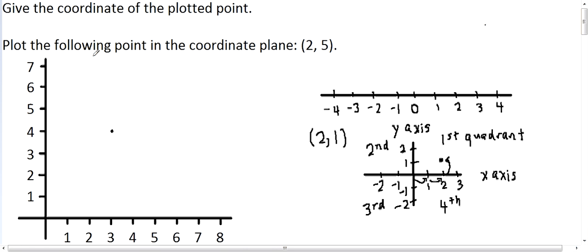First, we need to give the coordinate of the plotted point. The plotted point is located here, and in order to get to this point starting from the origin, we need to first move to the right by 3 units to get to here, and we need to move up 4 units to get here. So the coordinate of this point is 3, since we needed to move to the right 3 units, and then 4 for the y-coordinate, since we needed to move up by 4 units starting from here.